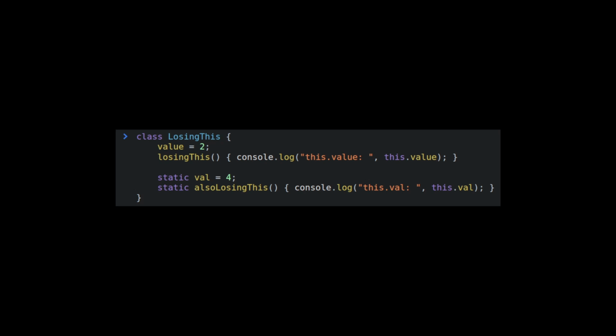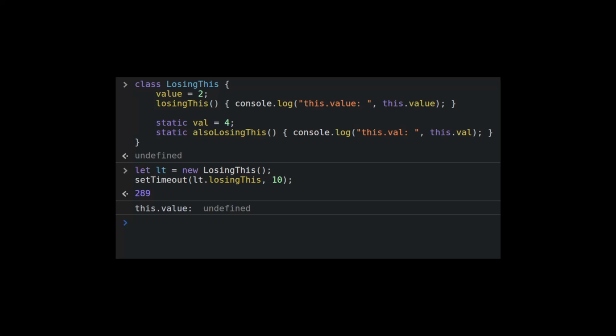Consider the following example of a class with an instance method losing this, logging the value of an instance property, and a similar static method and static field. If we create an object and give the method as a parameter to setTimeout, the value printed is undefined, because here only the function is passed. So when the function is called, no object is found, and this is undefined. We have the same problem with static methods.